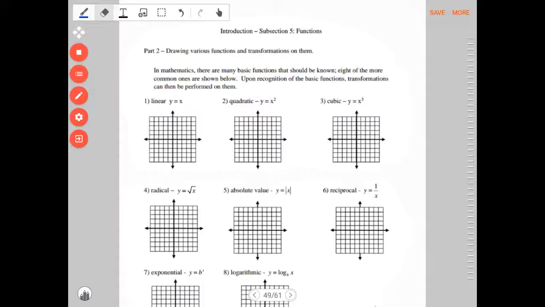So let's start with the linear function. The linear function y equals x is the basic diagonal graph going through the origin. I need the pen here. Okay, going through the origin, just like that. The quadratic graph, you remember, has a vertex at (0, 0) and flips up like so. The cubic graph kind of does this.